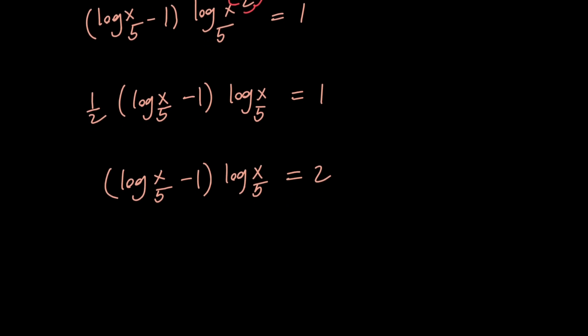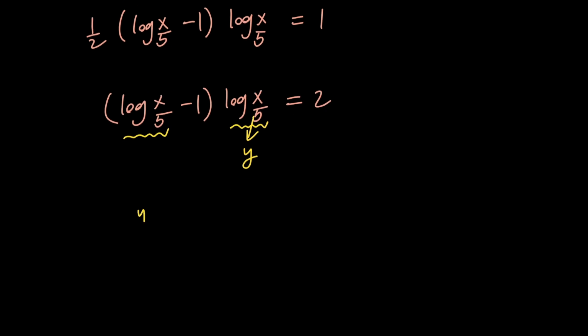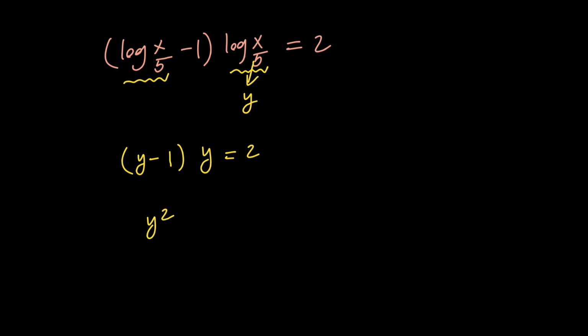Cool. Now we can see that we are repeating log x with base 5, right? So let's go ahead and replace this with something like y. In this way, we're going to have y minus 1 times y equals 2. And from this, we're going to get a quadratic equation, and that is y squared minus y minus 2 equals 0. Obviously, from this, we can say that y is either equal to -1 or it is equal to 2.